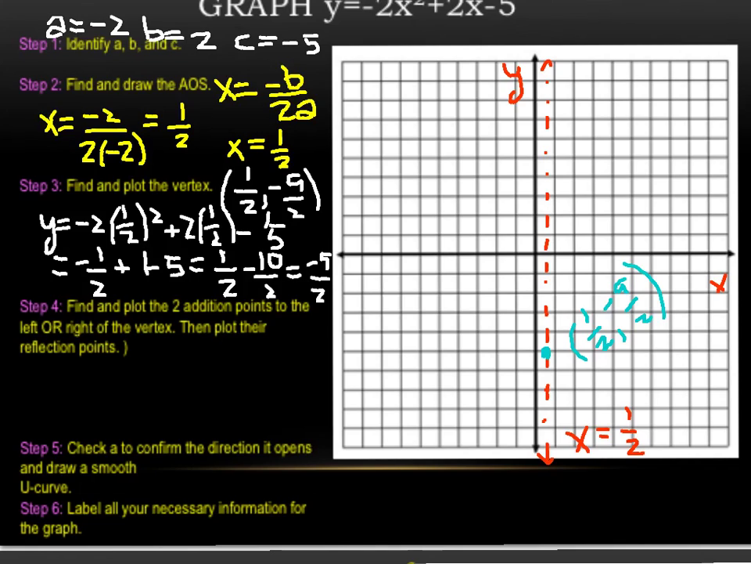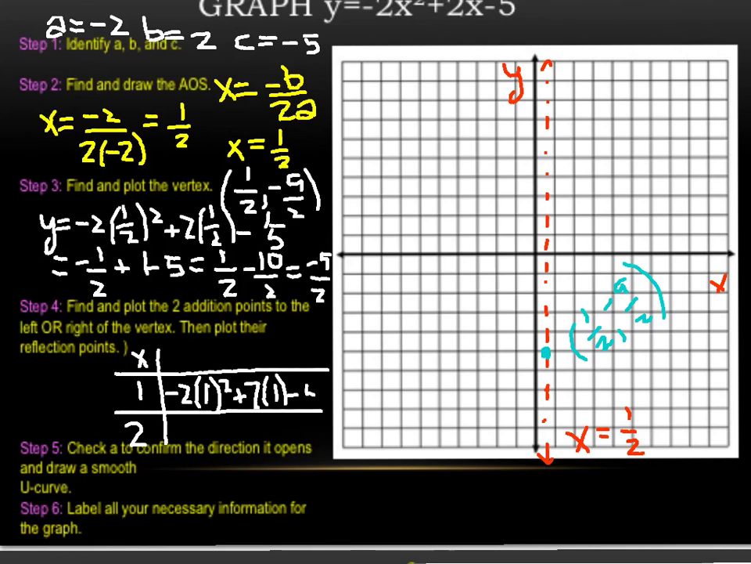Alright, so now that I have that, I'm going to pick 2 additional points to the left and to the right of my parabola. Now, I think it might be easy to plug in 1 and 2, so that's what I'm going to do. I'm going to plug in x equals 1 and x equals 2.